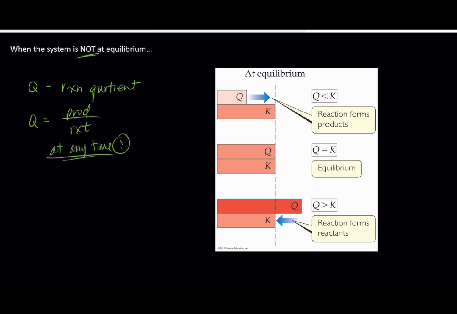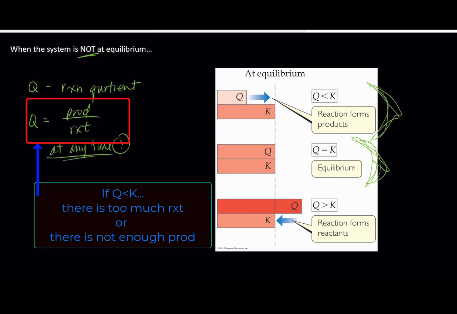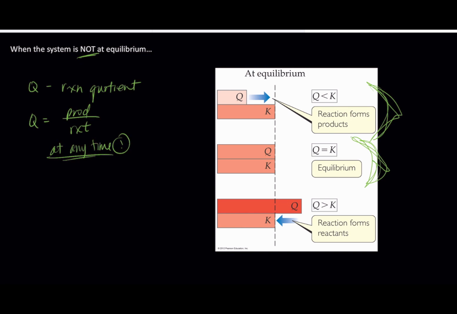So when K and Q are the same, clearly we are at equilibrium. If Q is less than K, let's think about what that means. If Q is less than K, there is too much reactant. My denominator is bigger than it ought to be, or we could say my numerator is smaller than it ought to be, which means the reaction will go forward to produce product and consume reactant such that it will reach K.